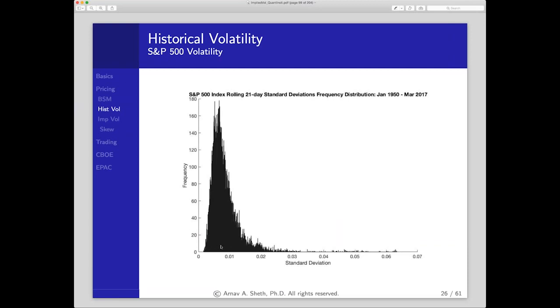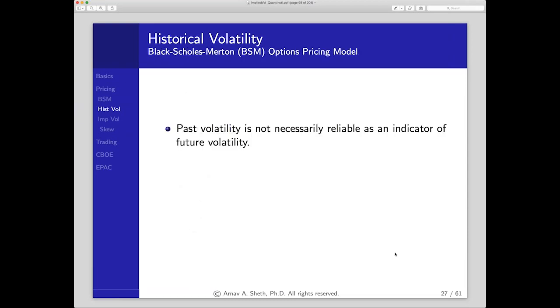And here I've created a frequency distribution, and you can see that it is concentrated between about 0 and 2%. So these are daily standard deviations calculated over 21 days. 21 days is the average trading month. You can see it goes from 0 to 2%, and 0 to 2% may seem like a small number, but that can affect your options price quite a bit. And some days, not very often, it goes up to 6 or 7%. So there's quite a bit of variation in the volatility itself. The volatility of the volatility is pretty high. So past volatility is not necessarily a reliable indicator of future volatility.